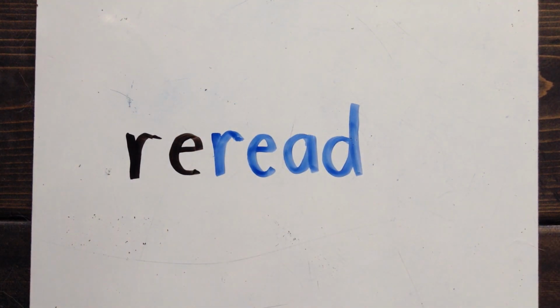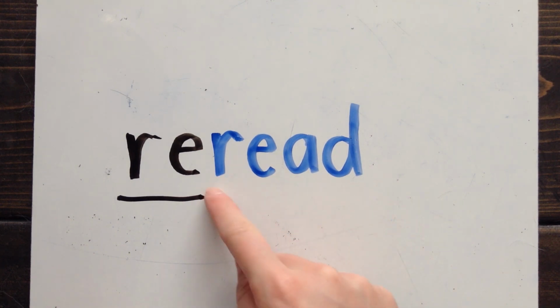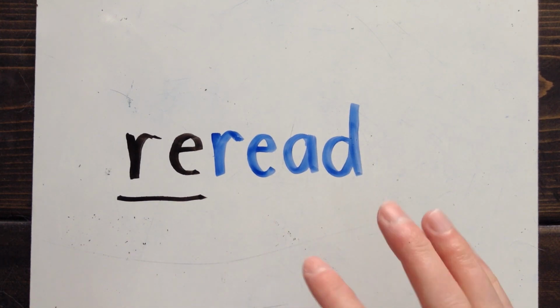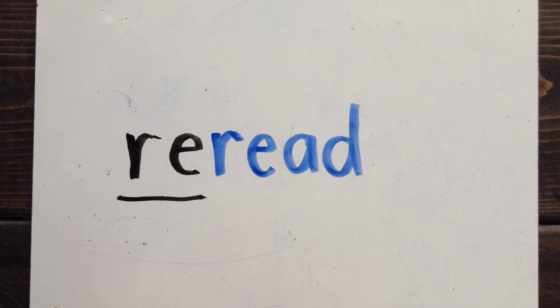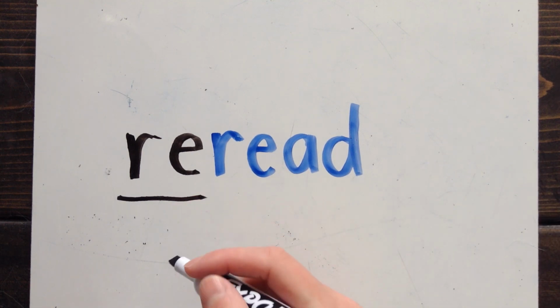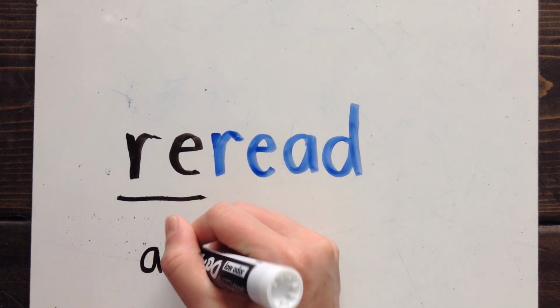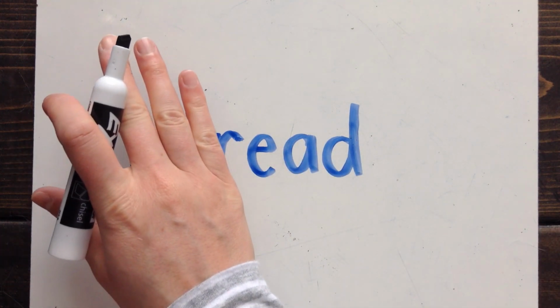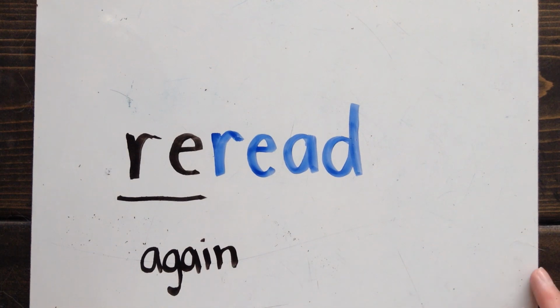The prefix we added is re. The root of the word is still the same, read, and that carries most of the meaning. But now with this prefix, the meaning has changed just a little bit. It's important to know the meaning of prefixes, and that way you'll know how the root has changed. The prefix re means again. So, if we add re to read, the new word means read again. Reread, read again.